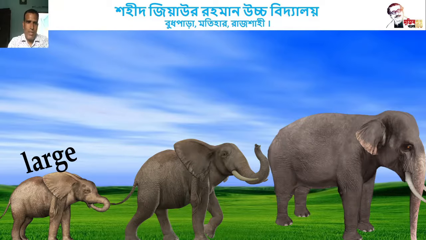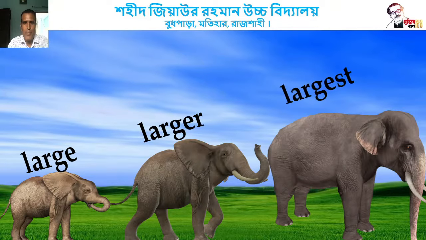In the first picture we can see an elephant, a little elephant, a small elephant, and we can also say this is a large elephant. And the next picture, the elephant is larger than in the previous picture. Dear student, you can see the third picture of the elephant is the largest of the three pictures.